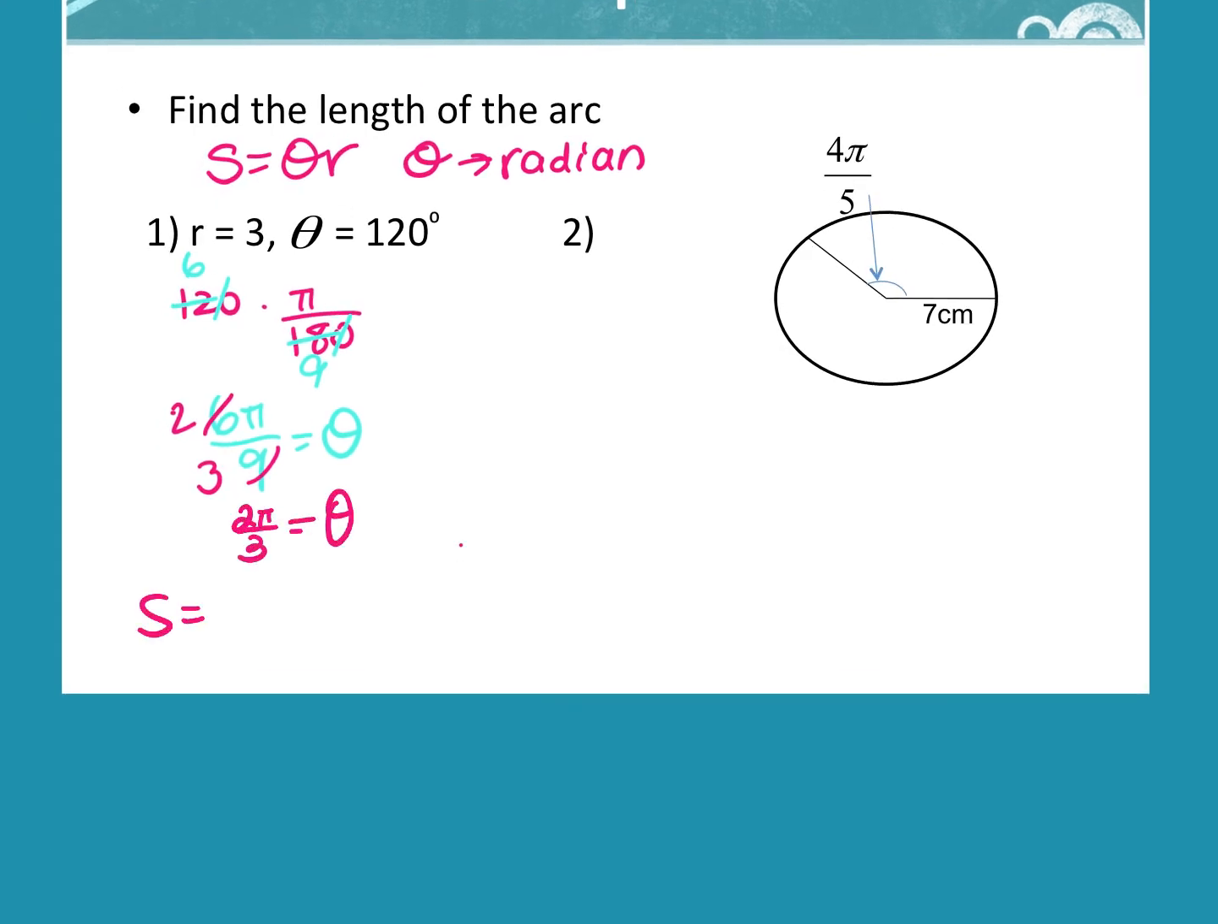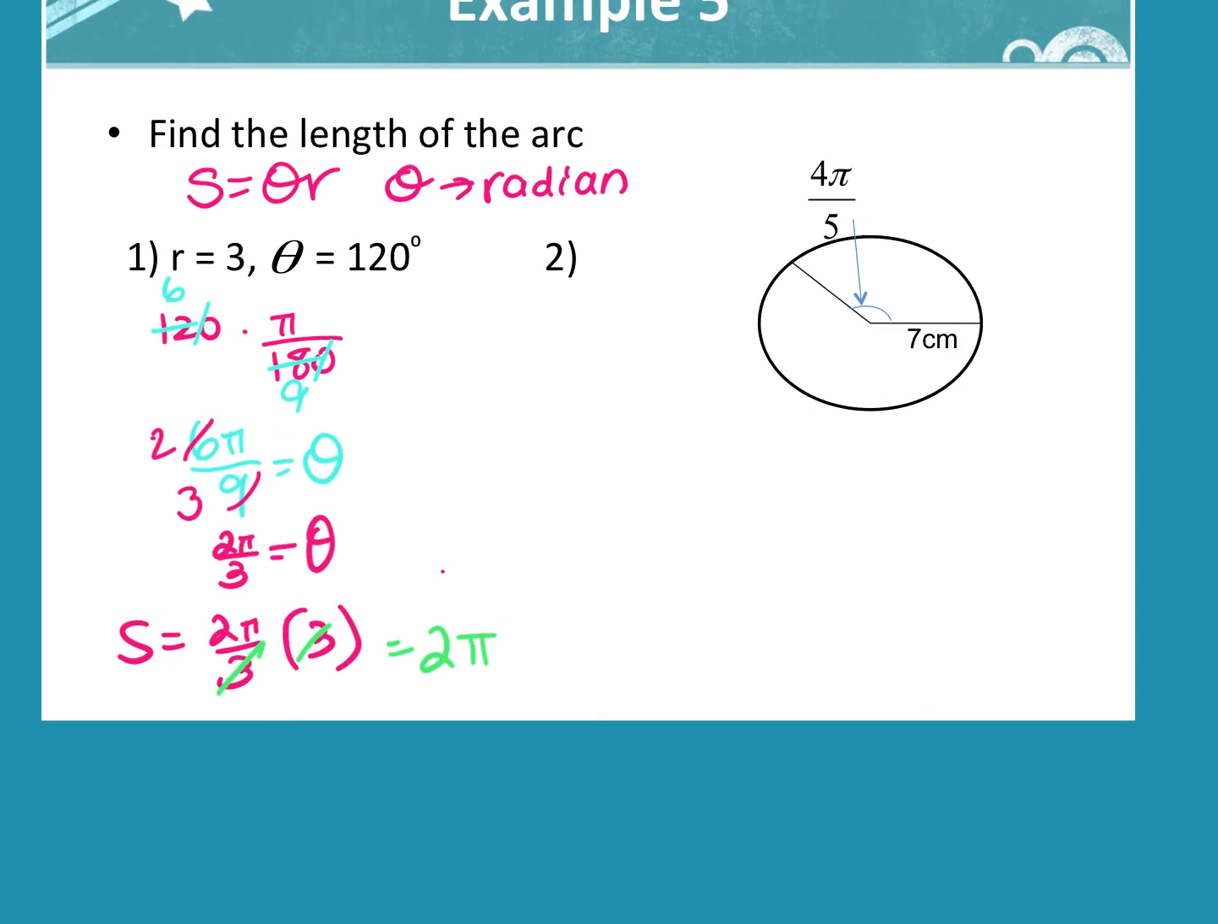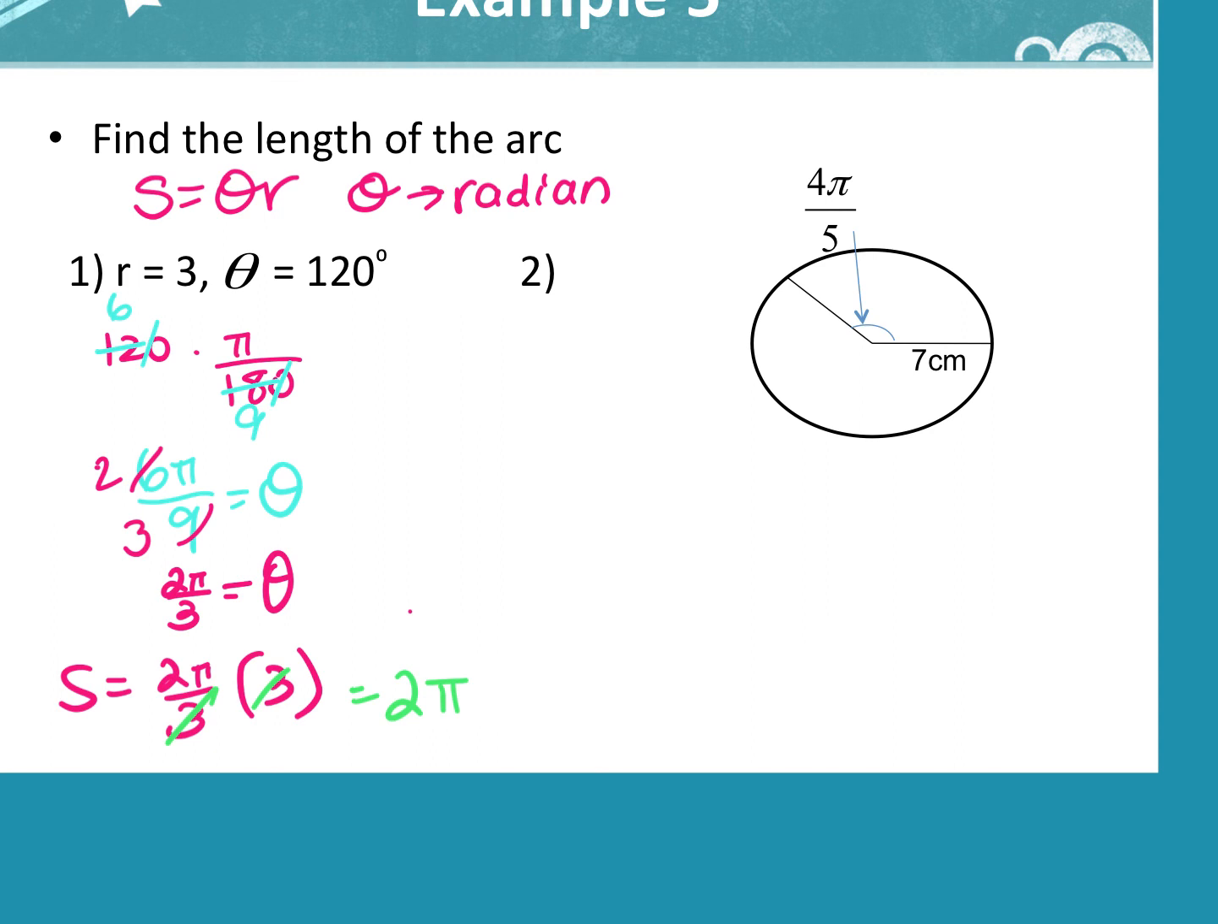And then 2 pi over 3 gets multiplied by the radius, which is 3. And again, we keep this exact, so the 3's cancel, and this would be 2 pi. If it gave me a unit on the radius, I could use it. If it was centimeters, inches, whatever it is, I could use it because this is a length.